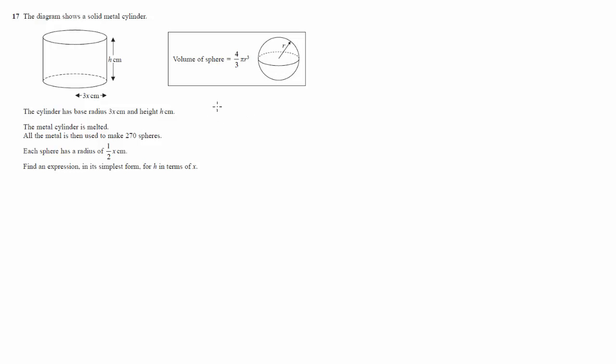So the volume of the cylinder, which I'll do in red, is going to be the base, the area of the cross section, which is pi times 3x squared. Very important to put the brackets around the 3x, times by the height. Now, that's the volume of the cylinder. So the volume of the cylinder gets to be pi times 9x squared h.